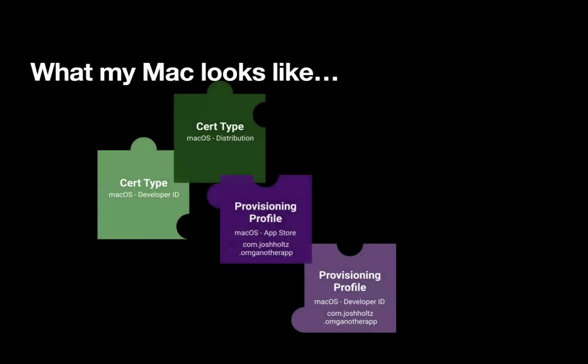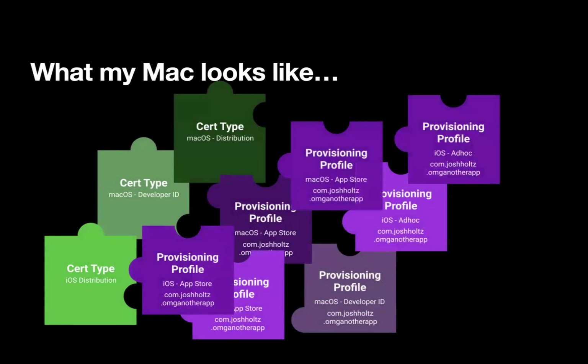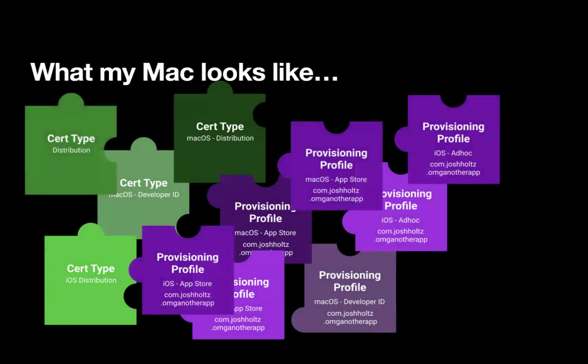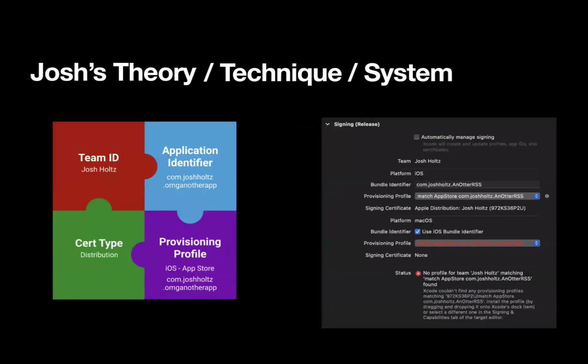So what my Mac looks like, it's not this nice puzzle piece. It's like what my 3-year-old dumps on the floor. It is just certs and profiles everywhere. And that's where these errors come from: you have so many different certs and profiles to choose from that, if you don't know what you're doing, you're just trying to fit this piece with this piece, but those pieces clearly don't go together. So with the puzzle system, we're going to go through how to relate it to the Xcode screens now.